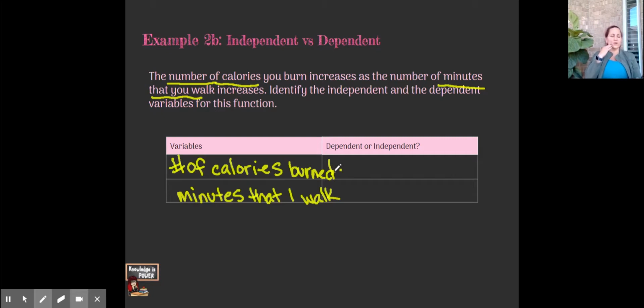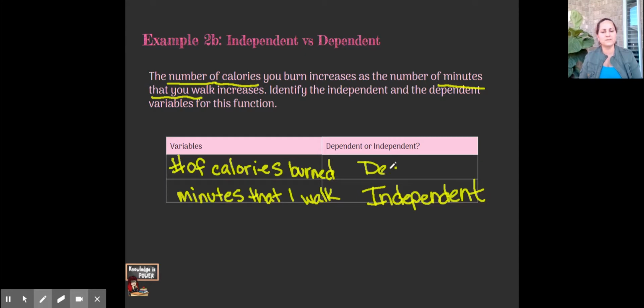So which one do I need to know first? I think you know that the number of minutes that I walk is what is going to happen first. It is unaffected, I guess, by the number of calories I burn. So what I mean by that is I'm going to walk, and then that does determine the number of calories burned. This is the dependent, okay? The number of calories burned depends on how many minutes I walk. Dependent.